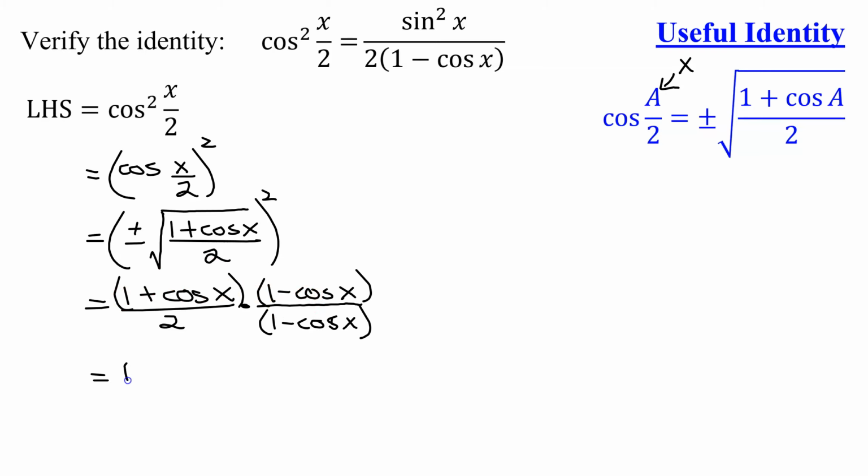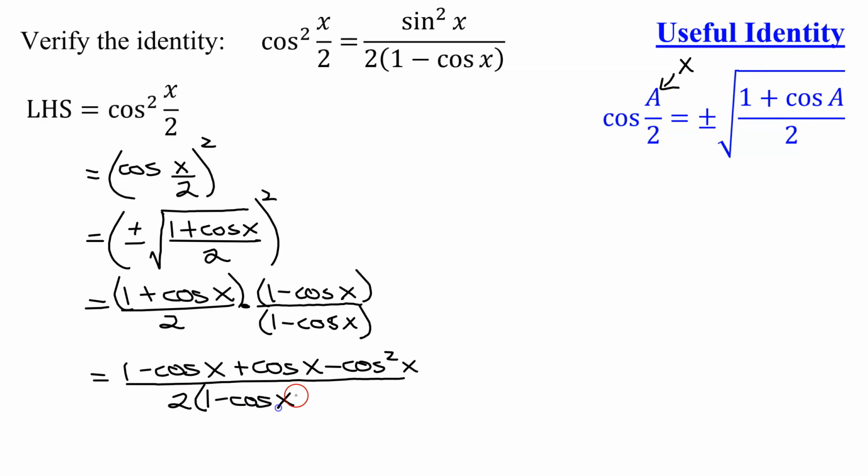First, 1 times 1 is 1. Outer, 1 times negative cosine x is negative cosine x. Inner, cosine x times 1 is plus cosine x. And last, cosine x times negative cosine x is negative cosine squared x, all divided by 2 times 1 minus cosine x. I want to leave the denominator alone because that's what I need.